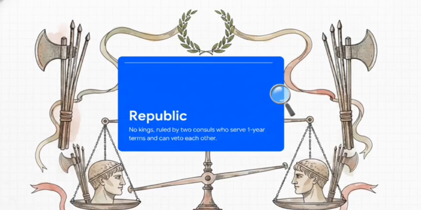Sound familiar? By creating a republic ruled by 2 consuls who switched out every single year and who could literally veto each other, they established an early blueprint for the checks and balances we rely on in modern democracies. They kicked out the monarchy and believed they had perfectly balanced the scales of power.